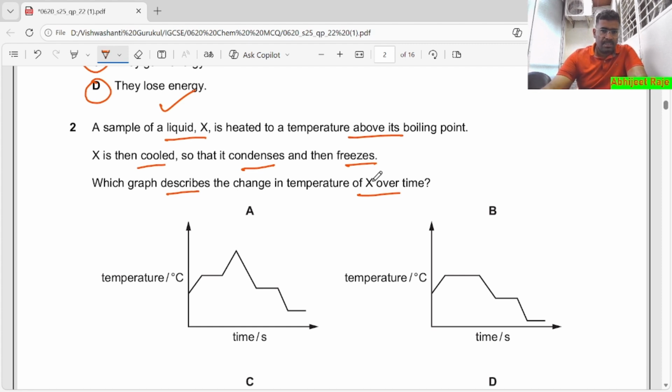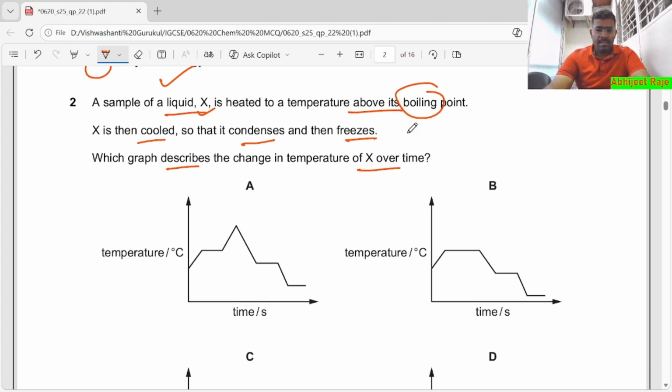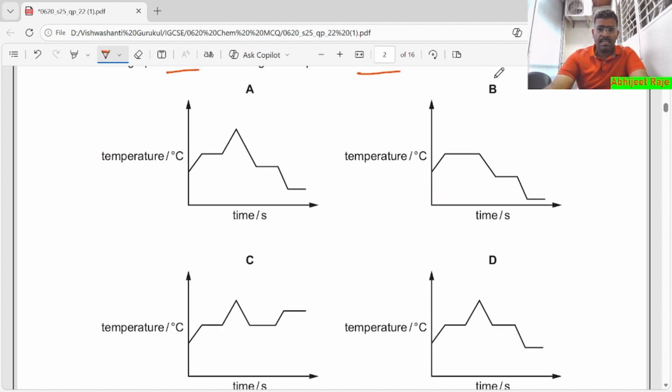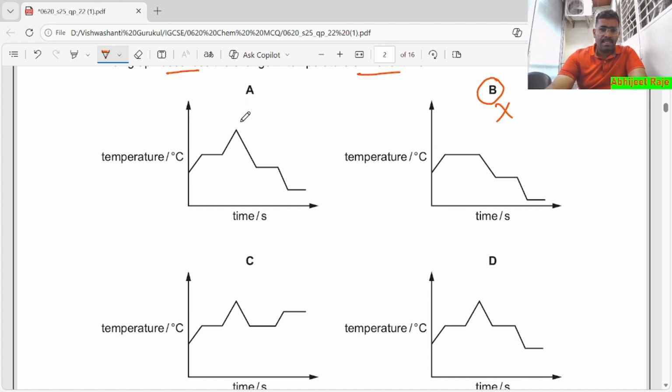Now, if you read the question, they have given X is a liquid and that is heated to above its boiling point. So you can see here in my options A, B, C, D, in option B, I don't see anything above the boiling point. So option B is gone. Now look at options A, C, and D. Since it is liquid, we are heating, so temperature will rise. So it is rising in all three options. Then we have a straight line. Then it's above its boiling point, so we are getting this peak.